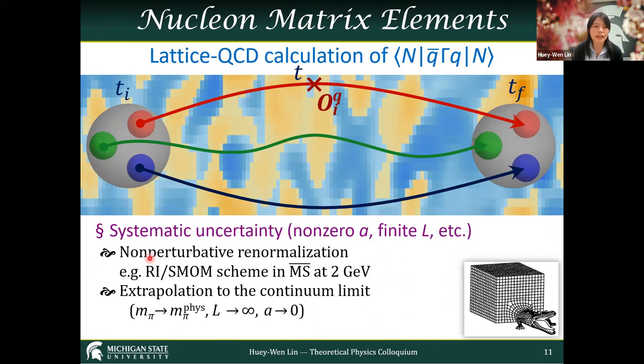Then once we've done that, there are also other systematics we need to be careful about. We need to think about the lattice spacing. We can never simulate directly at a equal to zero. So we can either extrapolate to a equal to zero or very carefully study that it is not a big factor.